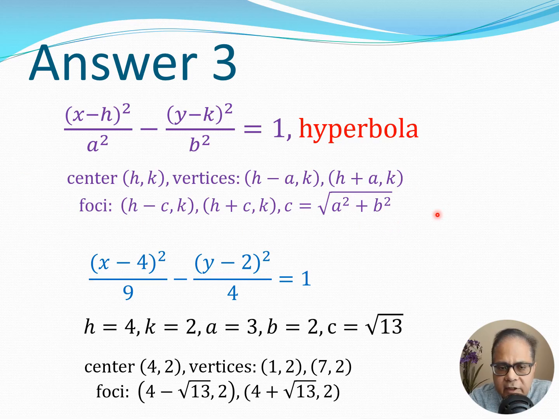Now with all this nomenclature, we can compare these two equations here, and I can immediately see that h is 4 here, and k is 2. I also see that a is 3 here, that is a square would be 9, and b is 2, that is b square would be 4. So c would be root of a square plus b square, that would be 9 plus 4, that would be 13. Now with this particular information given to me, I can easily write the center as (4, 2), the vertices at (1, 2) and (7, 2), and the foci here.